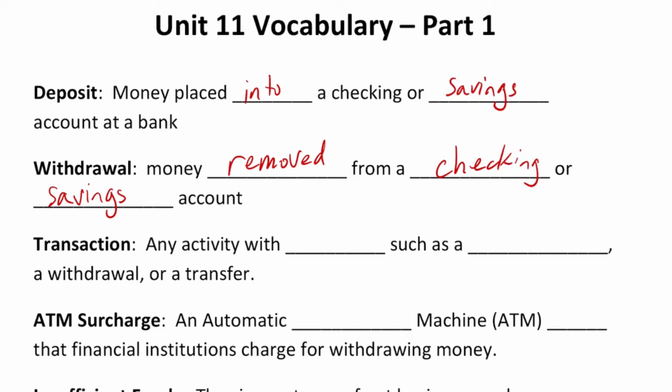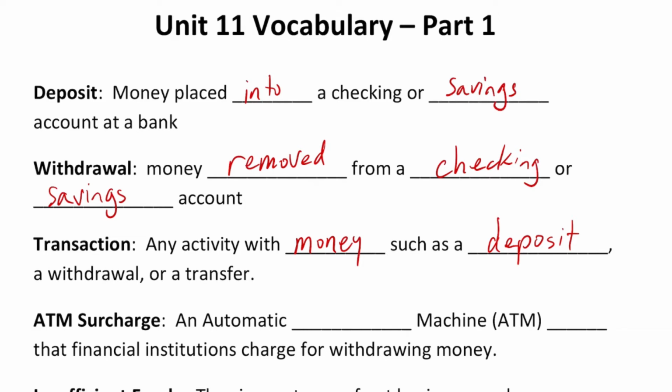Transaction is any activity that involves money, and that could be a deposit, a withdrawal, so I'm taking money out of my account, putting money into my account, or a transfer where I'm just moving money from one account to another. So those are transactions.